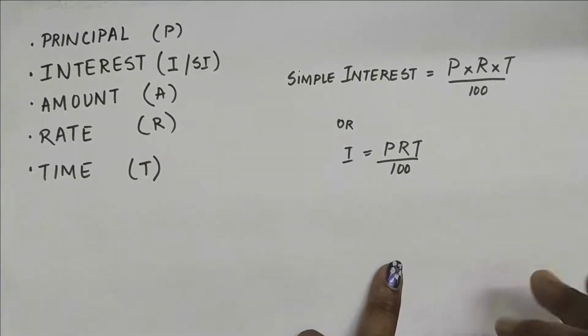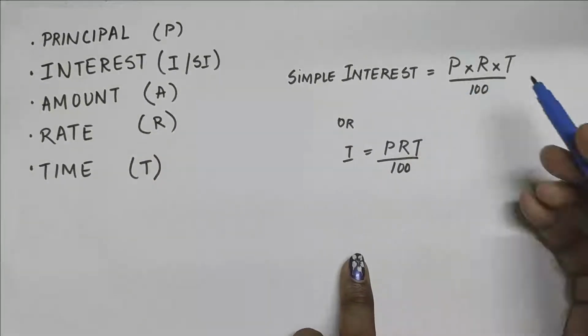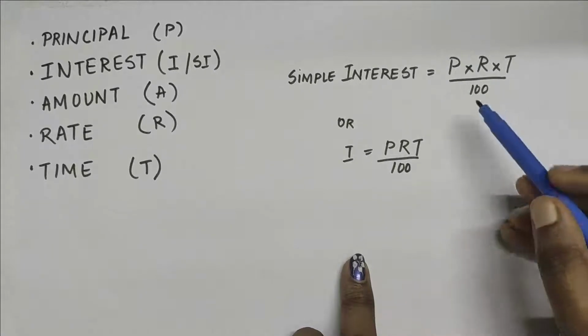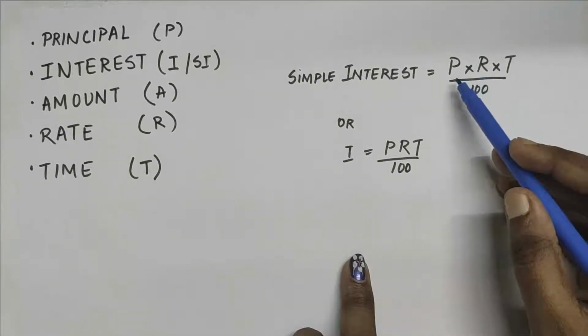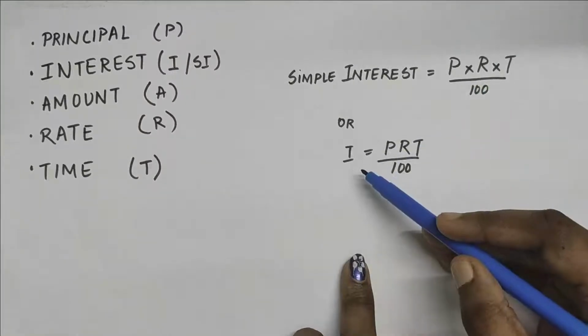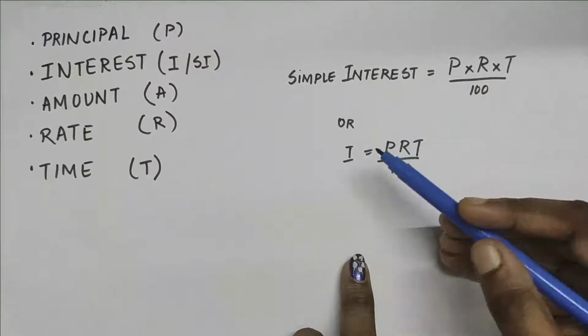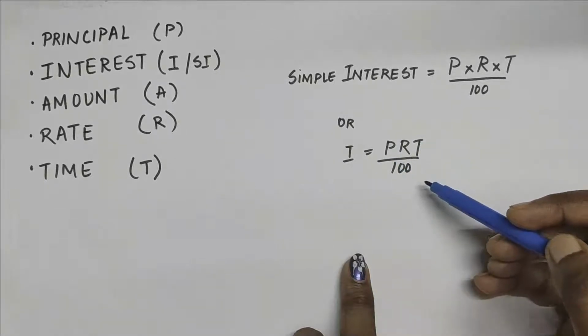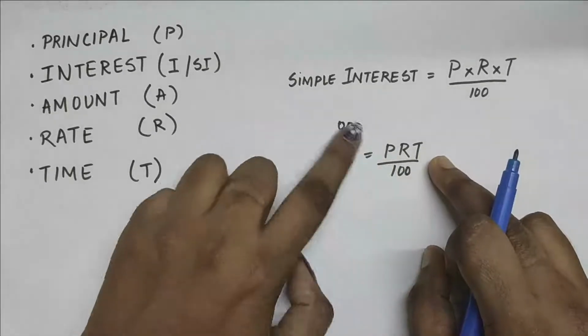Simple interest, as the name suggests, is calculated by a very simple formula, that is P into R into T, that is principal into the rate into the time by 100. Also I can represent it as SI or I equal to PRT by 100. Now using this one formula we can calculate.